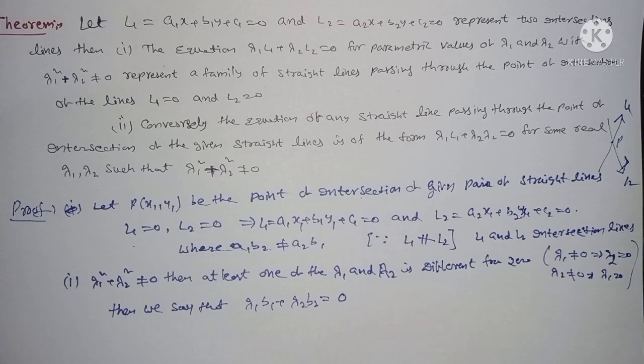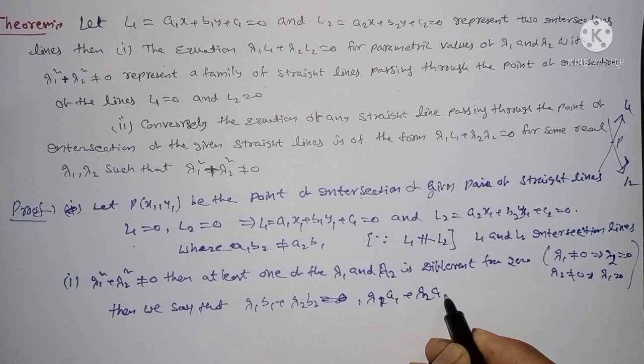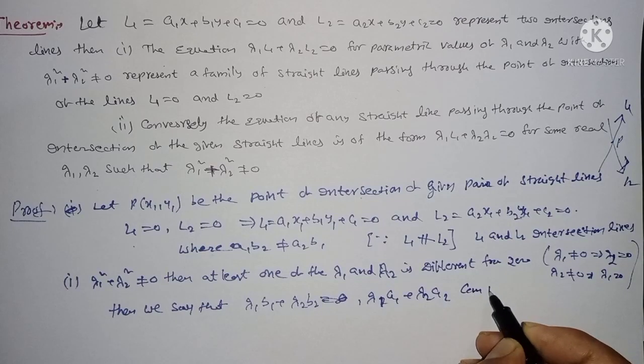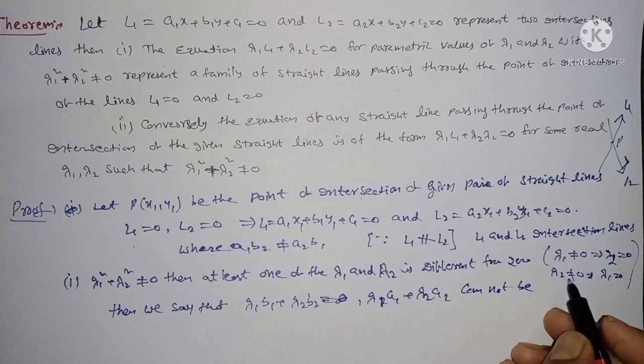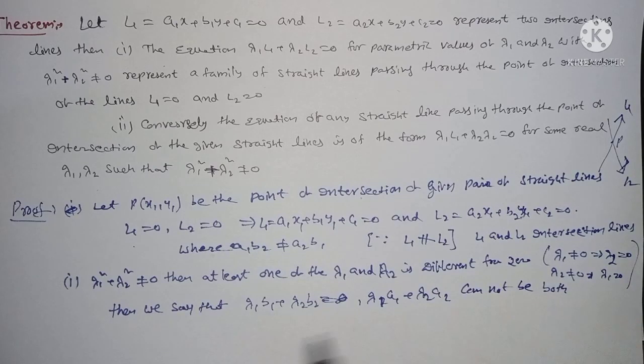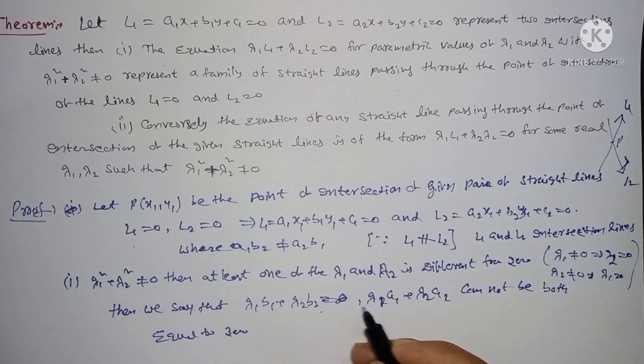Hence, you can say that λ1a1 + λ2a2 cannot both be equal to 0. Here, λ1 is not equal to 0 and λ2 is not equal to 0, therefore both are not equal to 0.